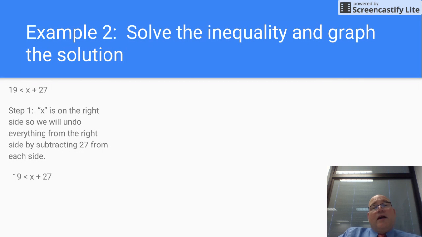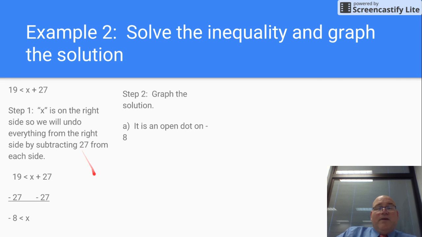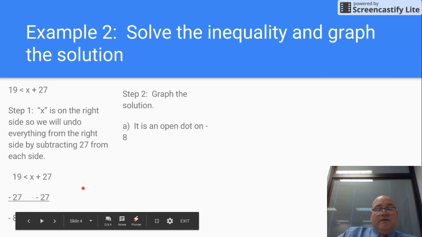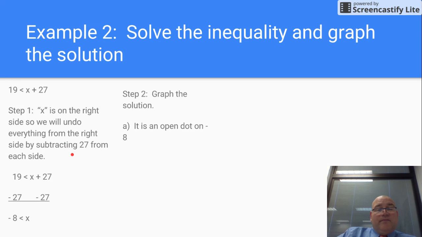So we'll subtract 27 on both sides and get the answer of negative 8 is less than x. Step 2, we have to graph the solution. It's an open dot on negative 8 because, as you can see, when that goes away, we're not equal to.